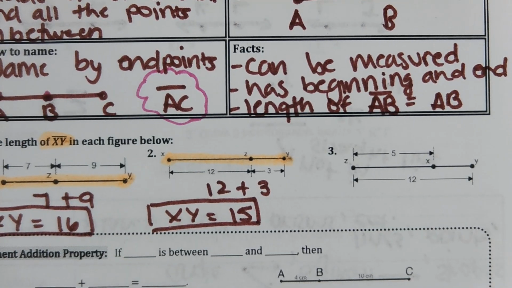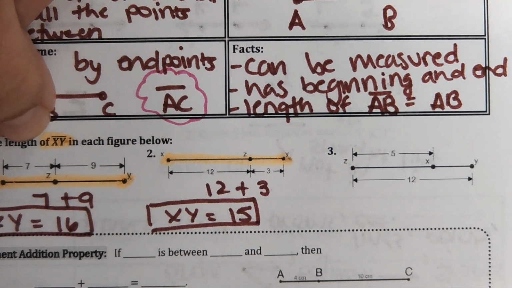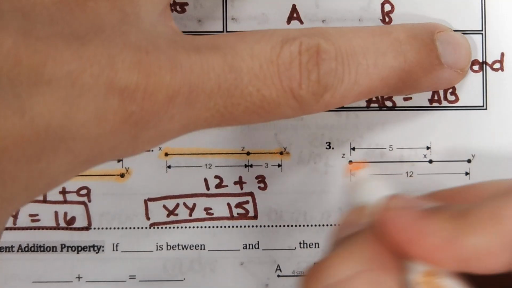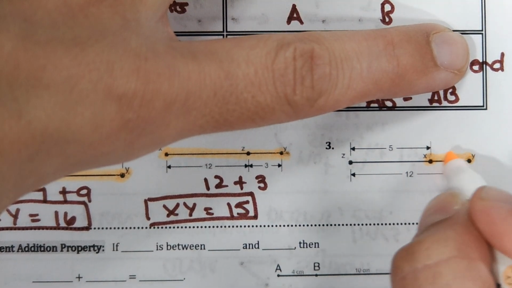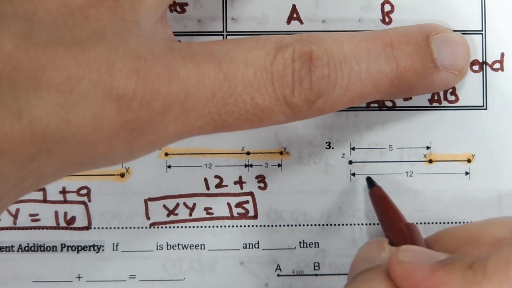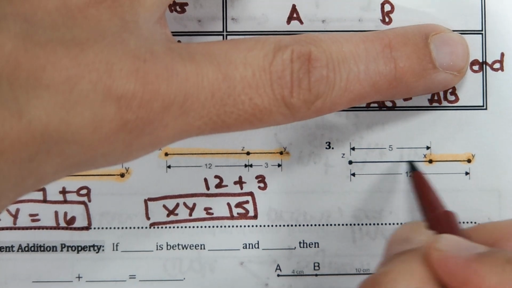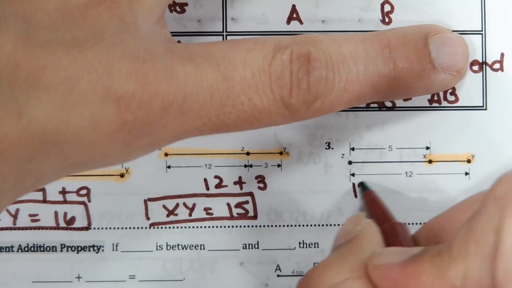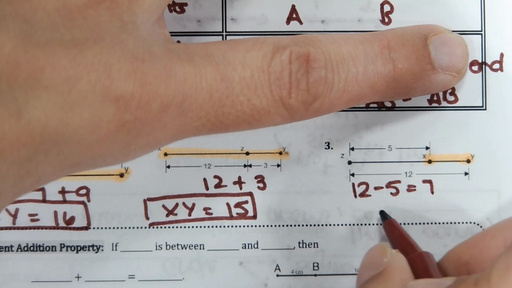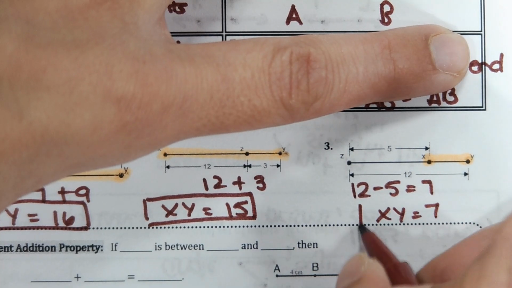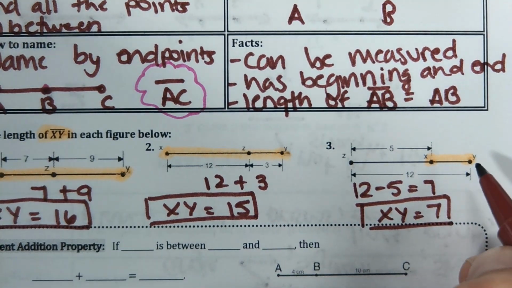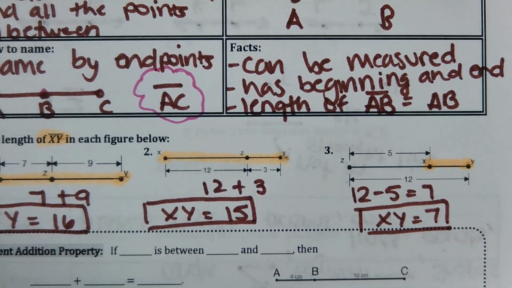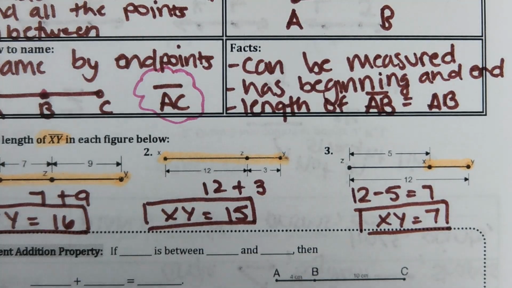Number 3, they switch it up a little bit on us. We're still finding XY, but XY is in a different position. So that's why you always have to make sure you're identifying. So here's XY. It wants the length of just this part. It shows us the whole thing is 12 and this part is 5. So it wants just this part, so you can do 12 minus 5 equals 7. So XY here equals 7. And the drawing isn't to scale. As you can see, this segment looks shorter than this one, but it's actually longer, but that's okay. As long as you're following the math rules, you're good.